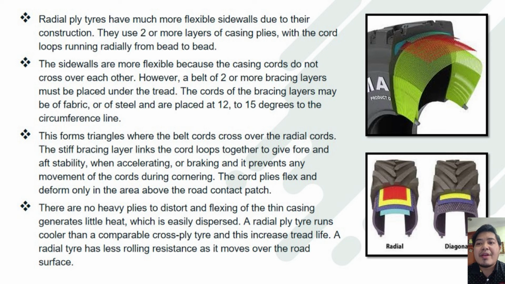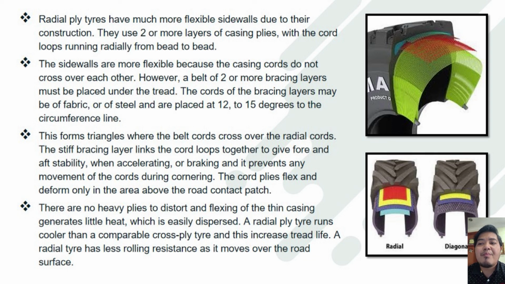This forms triangles where the bracing cords cross over the radial cords. The stiff bracing layers link the cord loops together to give fore and aft stability when accelerating or braking, and prevent any movement of the cords during cornering.